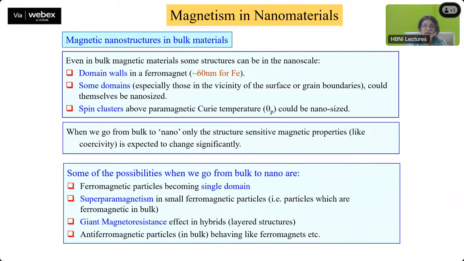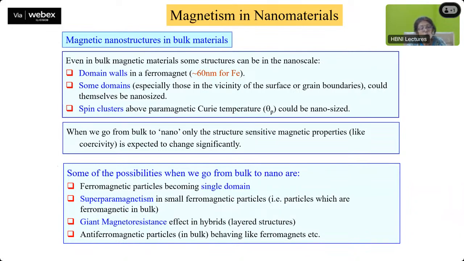They are having nano dimensions. Then some magnetic domains, especially those in the vicinity of the surface or grain boundaries, can themselves be nano sized. Or you can have some spin clusters. As I said, even above the Curie temperature, some paramagnetic materials do have spin clusters, so they can also be nanosized. So these are examples of magnetic nanostructures in bulk materials.